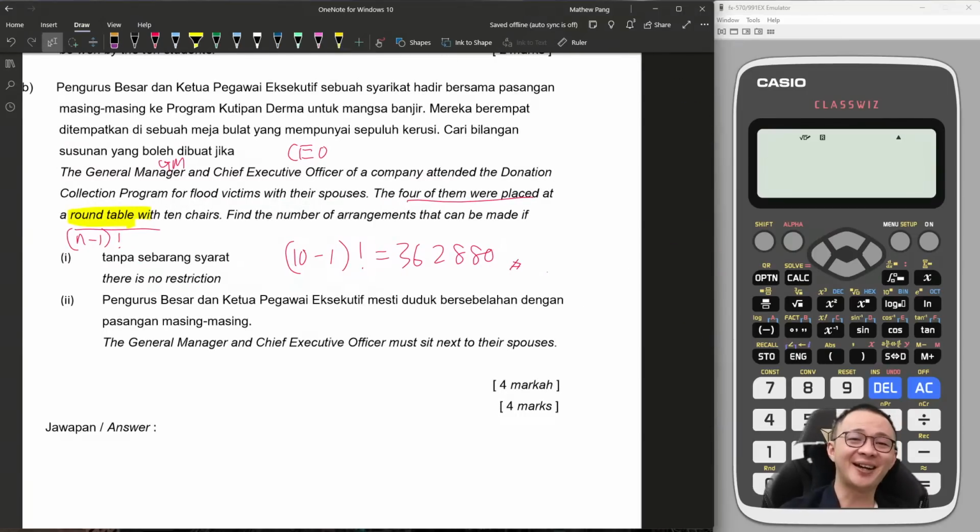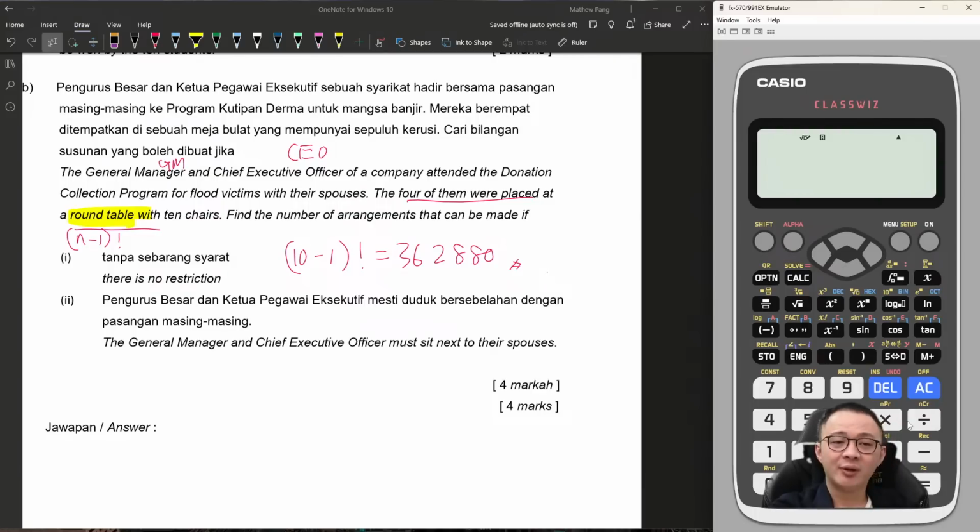Here you got 10 chairs, right? You don't do 10P4. Because is 10P4 the same answer? No, not the same answer, right? Because 10P4 means what? From 10 chairs there, I will randomly select 4 of the chairs, and then I will just rearrange those 4 chairs. But this is not what we want, isn't it? Because these 4 people can sit in any place of the 10 chairs.